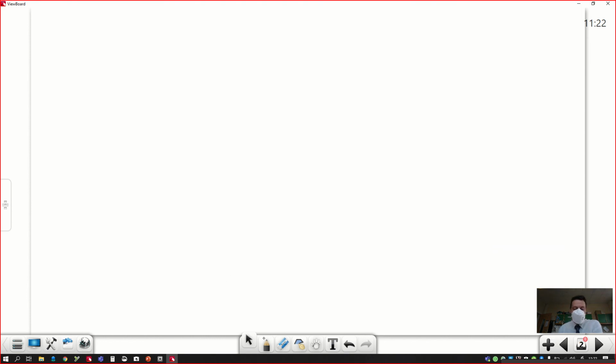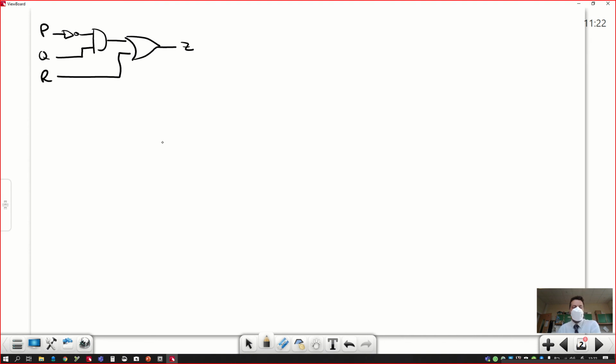Let's say you're given a logic circuit that looks like this. This is a combinational logic circuit, with inputs P, Q, R. You might be asked to identify what the Boolean term for this circuit is. What does Z equal?